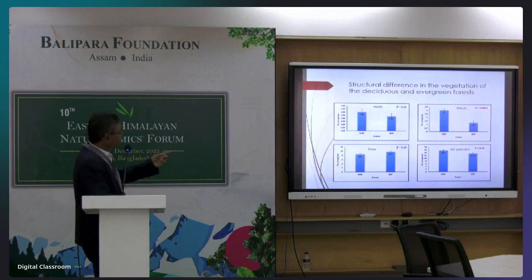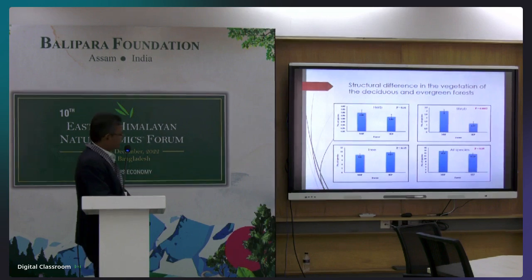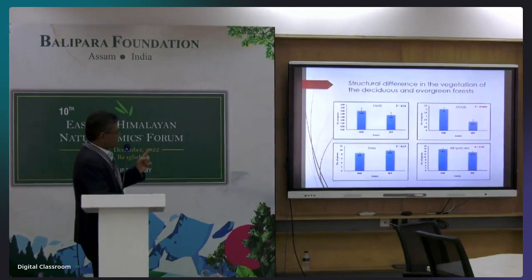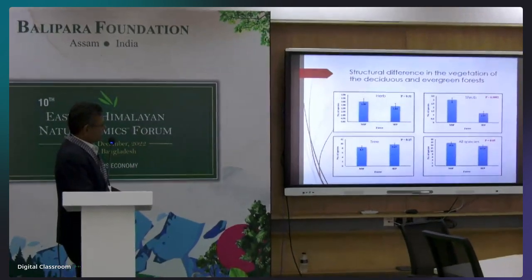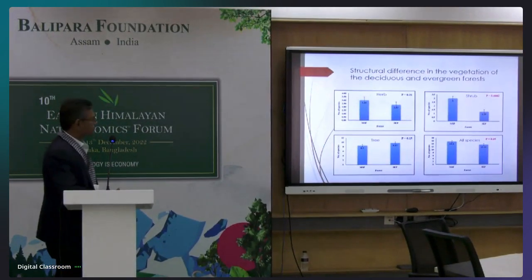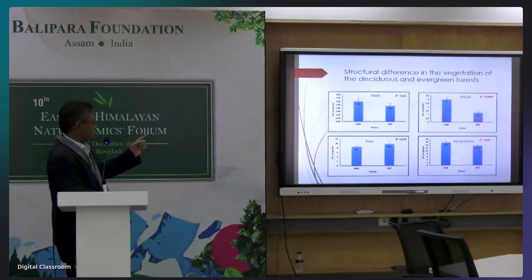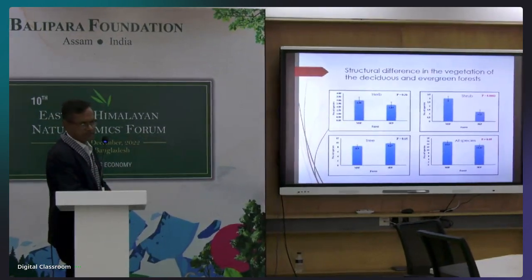If we compare two forests like Madhupur Forest and Chittagong Hill Tracts Forest, we find that the diversity is much more in Madhupur sal forest, but tree diversity is higher in Chittagong hill forest.